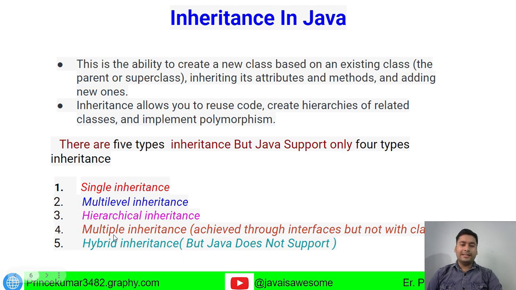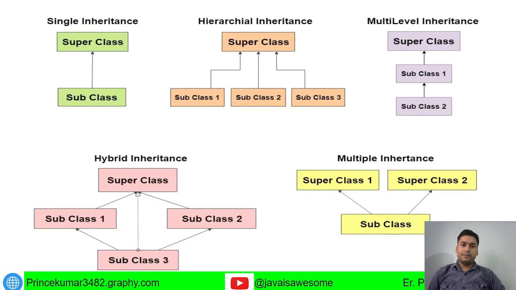Why does Java not support multiple inheritance with the help of classes? We can discuss it also, but today we have already discussed single inheritance. We have seen the example and the memory diagram also. Now we are going to learn about multi-level inheritance, and it's very important. Let's try to understand what multi-level inheritance is.